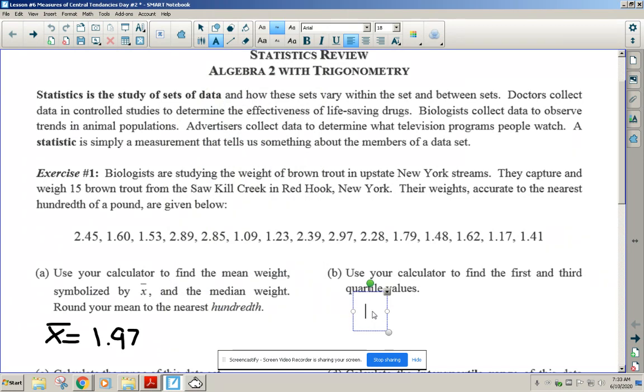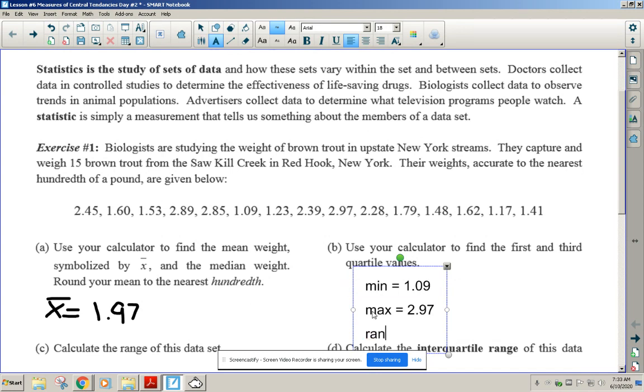So if we did this, we would say minimum is 1.09. Maximum is your 2.97. And if you subtract these two, you get a range, so an overall range that is 1.88. So this is the smallest to largest. What's the range of the weights of these trout?